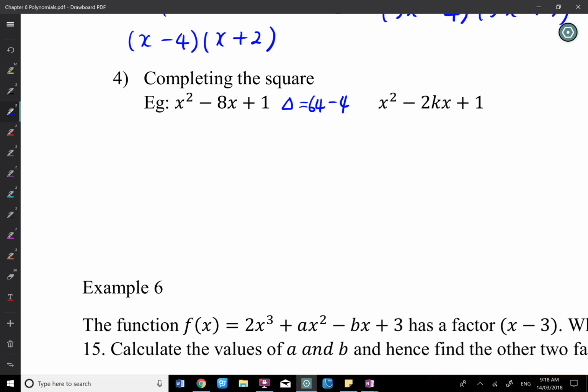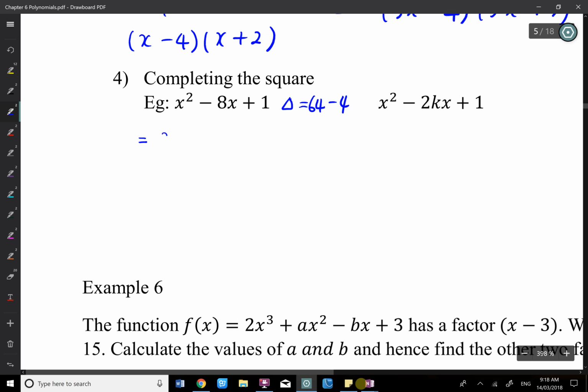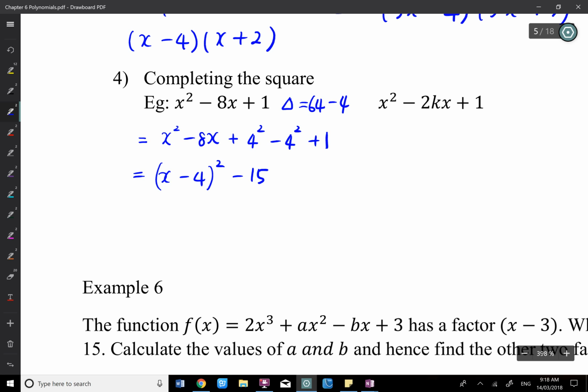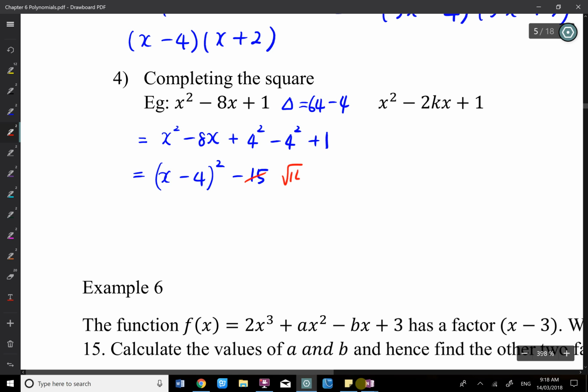So to complete the square, we have x squared minus 8x, plus 4 squared, minus 4 squared, and then plus the 1. So it's x minus 4 squared minus 15. So 15 can become root 15 squared, because that's a number.